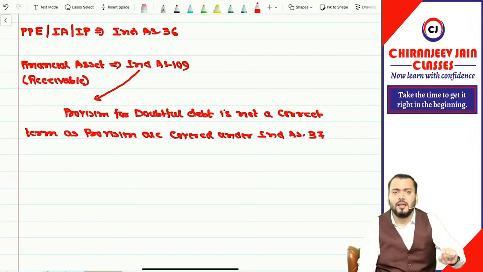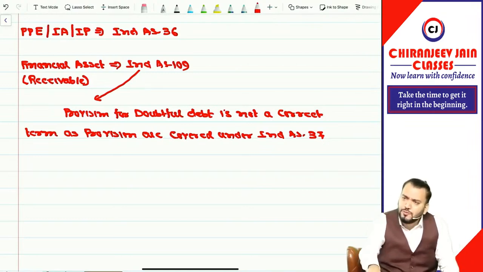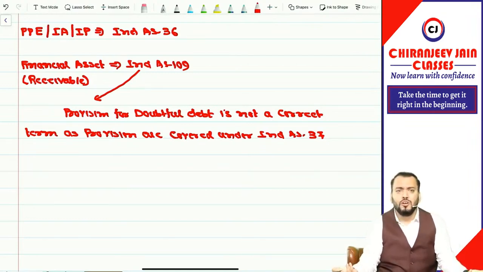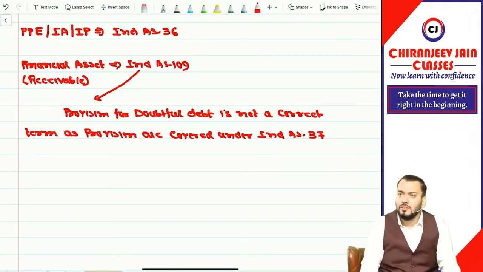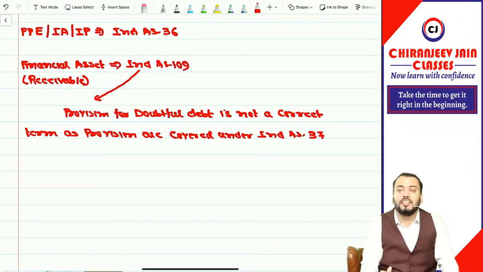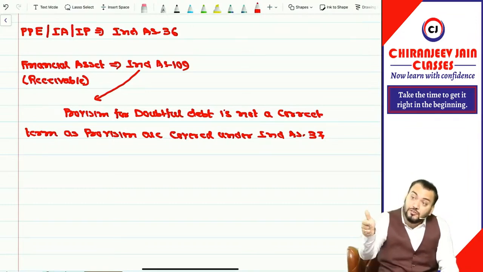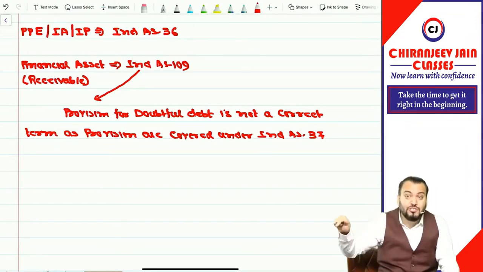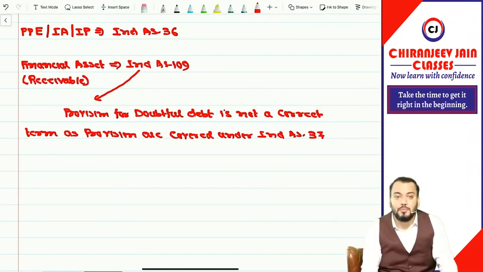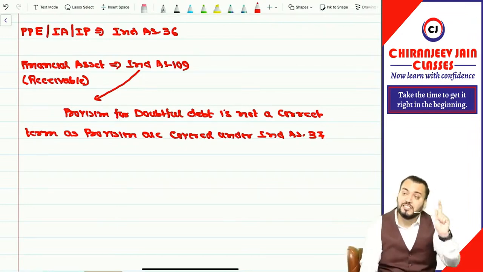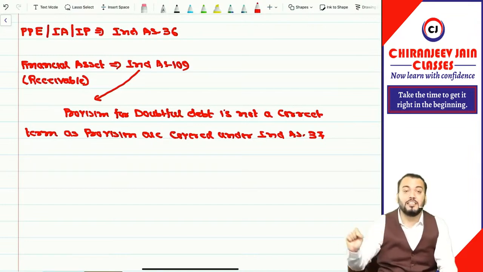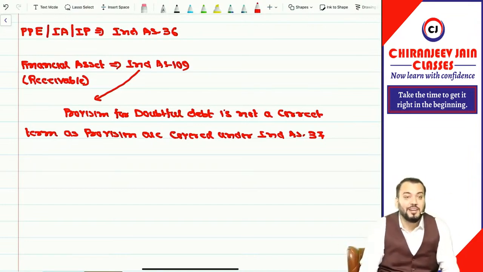Means in CA foundation level and CA inter level, should we use provision for depreciation? No. Why are you using provision for depreciation? They also don't know. The correct term is accumulated depreciation. I think this term also you have used in accounting, accumulated depreciation. And if you read AS 10, it says accumulated depreciation. They have never said what?